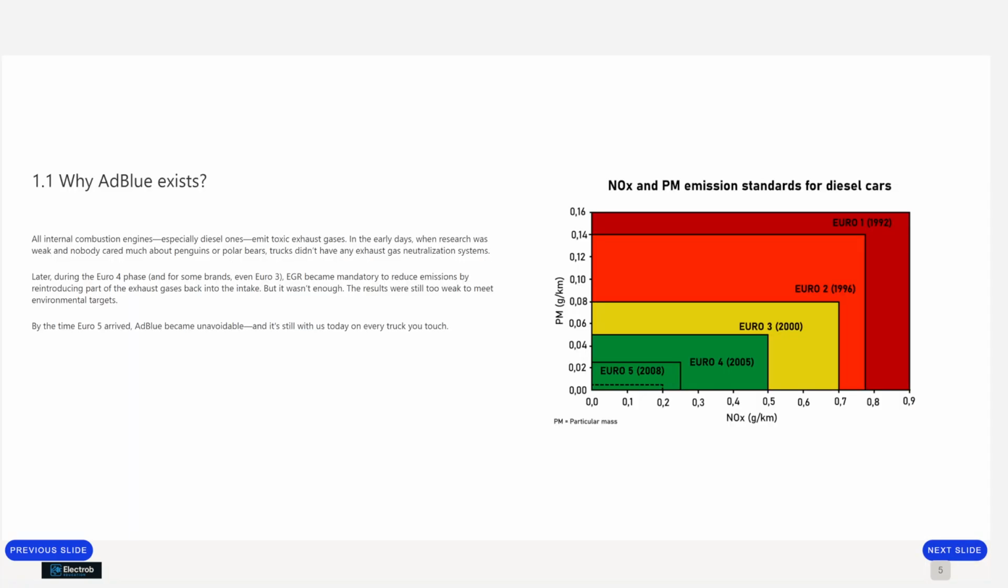All internal combustion engines, especially diesel ones, emit toxic exhaust gases. In the early days, when research was weak and nobody cared much about penguins or polar bears, trucks didn't have any exhaust gas neutralization systems. Later, during the Euro 4 phase, and for some brands even Euro 3, EGR became mandatory to reduce emissions by reintroducing part of the exhaust gases back into the intake. But it wasn't enough. The results were still too weak to meet environmental targets. By the time Euro 5 arrived, AdBlue became unavoidable, and it's still with us today on every truck you touch.